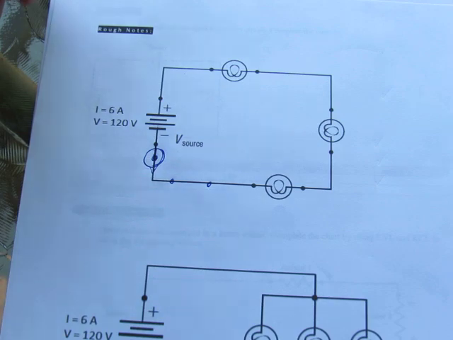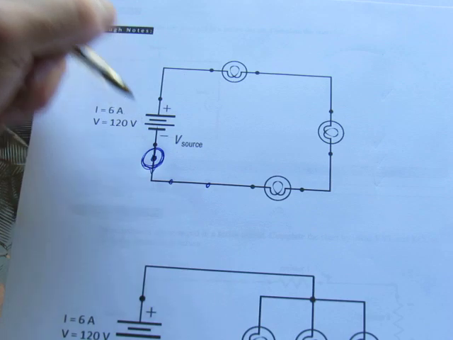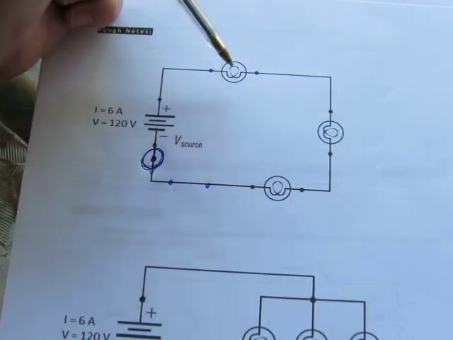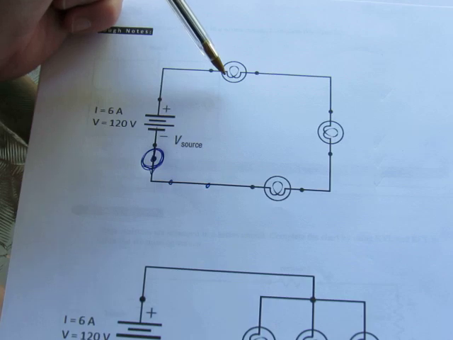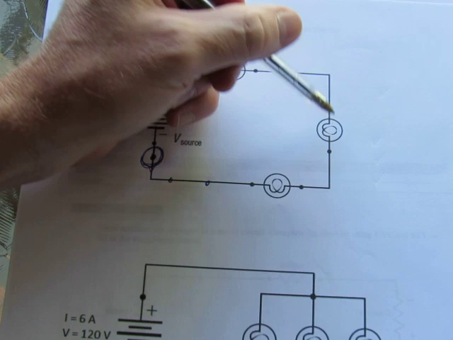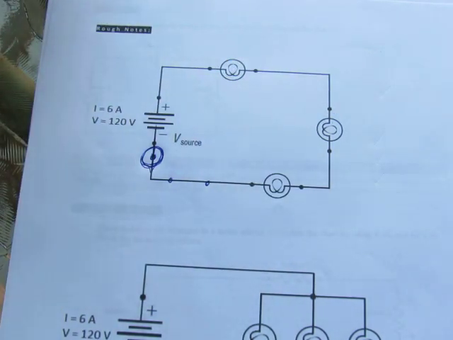So think about this. If you are an electron carrying a package of energy, and you need to deliver some to each one of these loads, you're going to deliver a little bit to the first one, a little bit to the second one, a little bit to the third, and then you'll have 0. And you're going to go back to the battery.